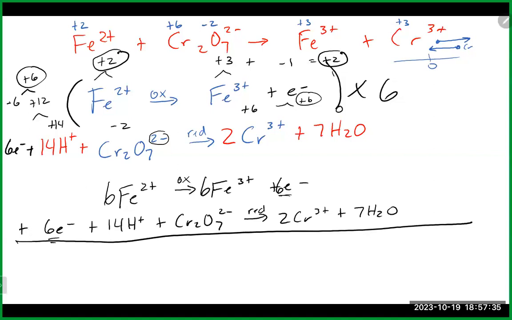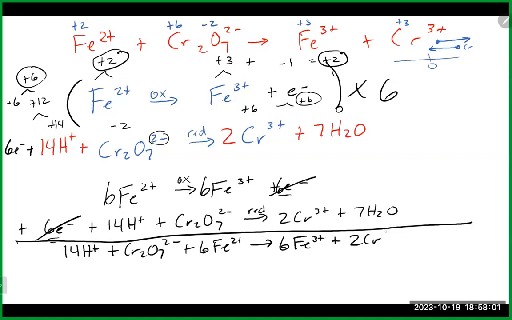Anything on opposite sides of the arrow should cancel out. Electrons should completely cancel out as they are on opposite sides of the arrow. And I frankly think that is all of the canceling we're going to see at this point. 14 H pluses plus some Cr2O7 2 minus plus our 6 Fe 2 plus goes to our 6 Fe 3 plus, our 2 Cr 3 plus and our 7 waters in this case.